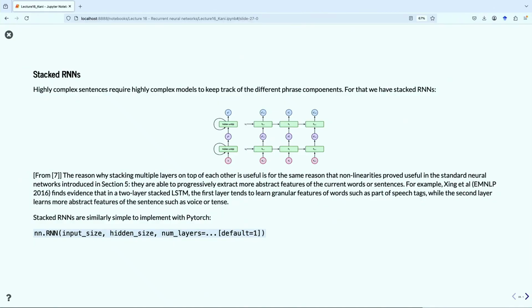Again, a bit harder to calculate, but thanks to PyTorch, you could set the number of layers. It defaults to 1, but you could set 2, 3, 100 layers, and it'll be able to create a stacked RNN structure.